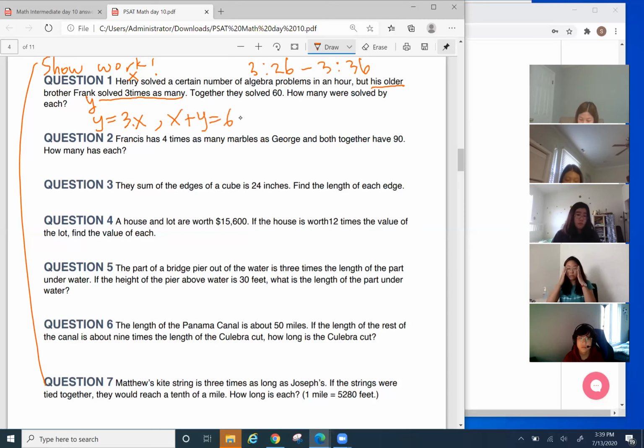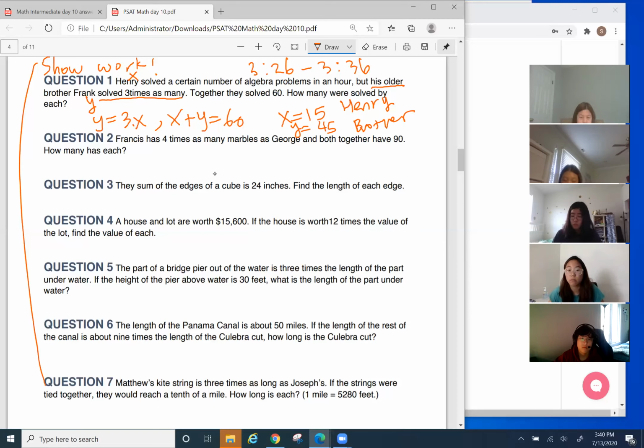So that's the summation. And then if you plug in, you get x equals 15 and y equals 45, right? So Henry did 15 and his brother did 45. Does this make sense, everyone? Okay. So I know the wording is really confusing in math, so you should really think about which one is more.